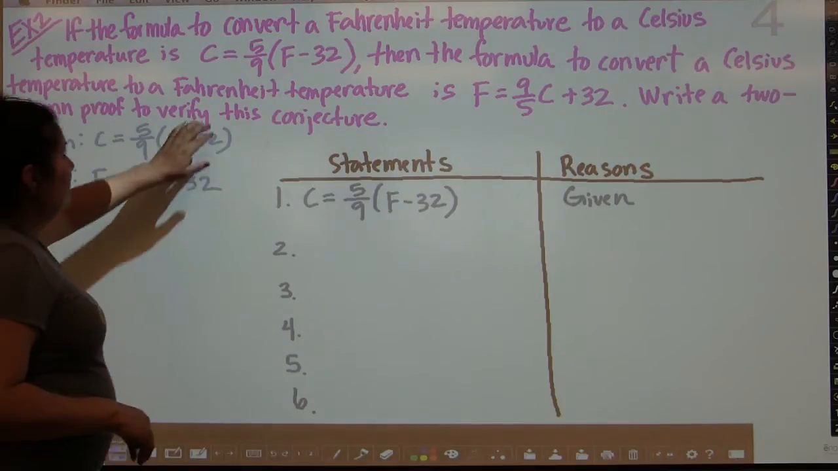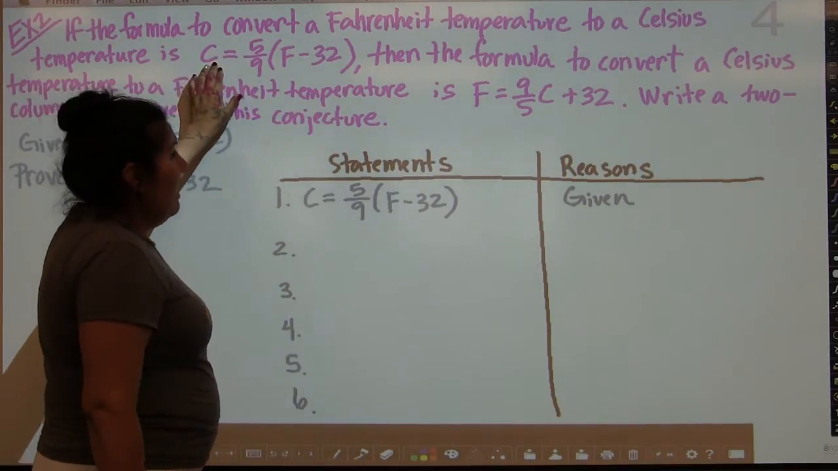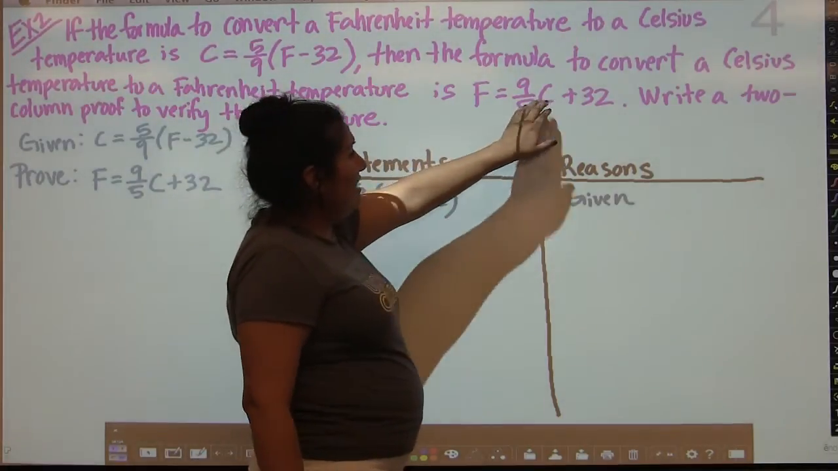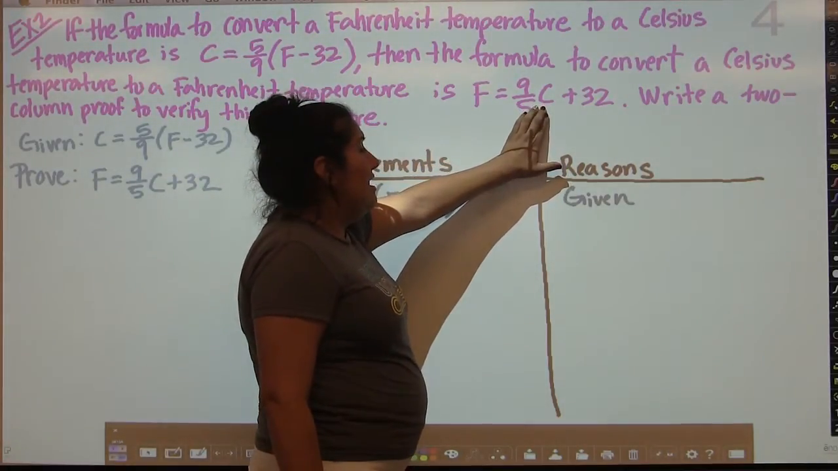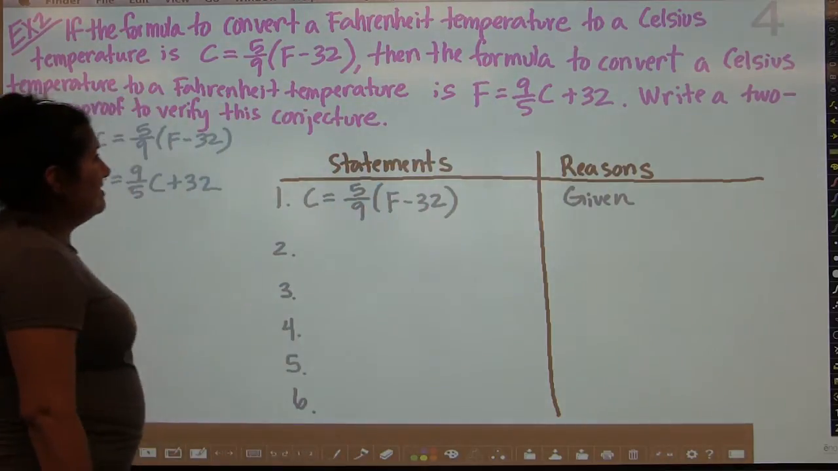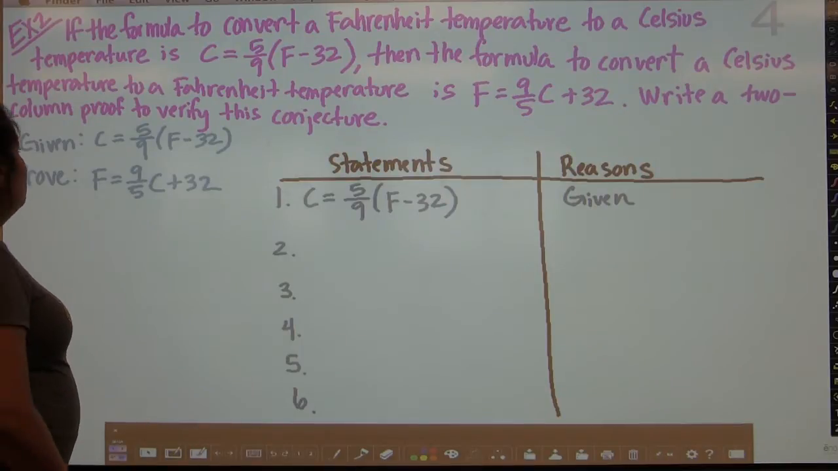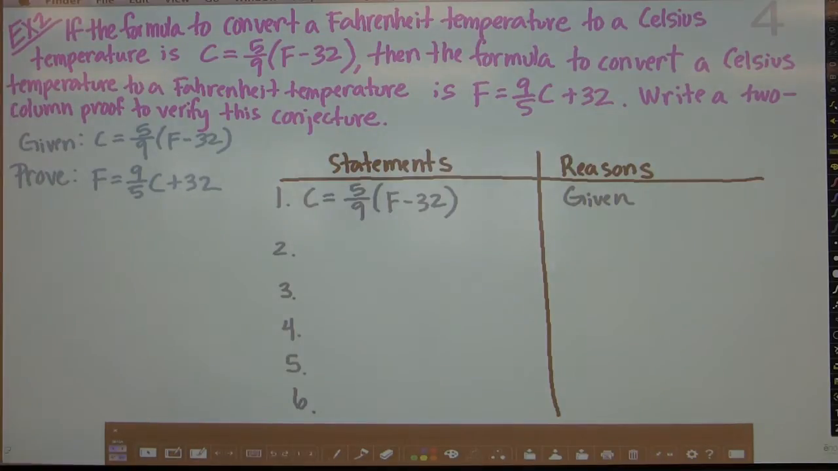So in this case, if you know what the Fahrenheit temperature is, you can plug it in here and then get the Celsius temperature. And in this case, you're going backwards, and you can give the Celsius temperature and then plug that in and end up with a Fahrenheit temperature. So basically, they want us to show how one begets the other. It says, write a 2-column proof to verify this conjecture.